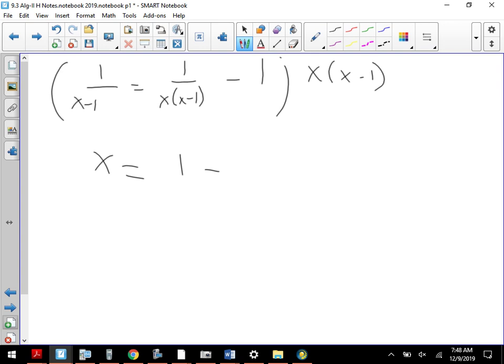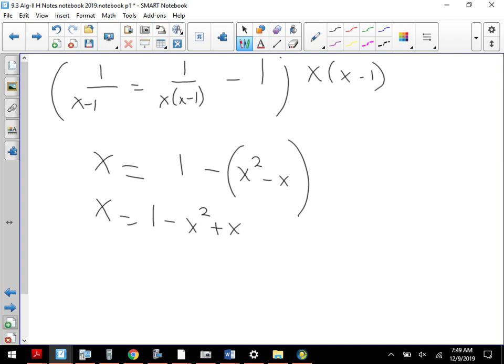Now remember, this is the trick. There's a negative there. And x times the x minus 1 was x squared minus x. Okay? You have to distribute that negative. That's where most of you guys make mistakes. Whenever you have minus something in the distributive property, you forget about that secondary sign. Okay? So you get x is 1 minus x squared plus x.